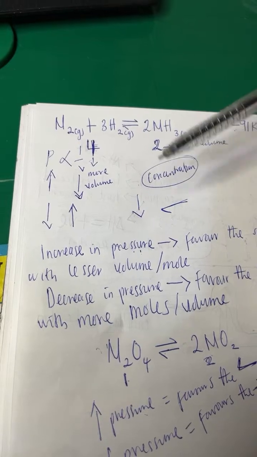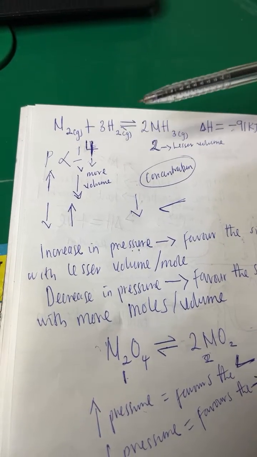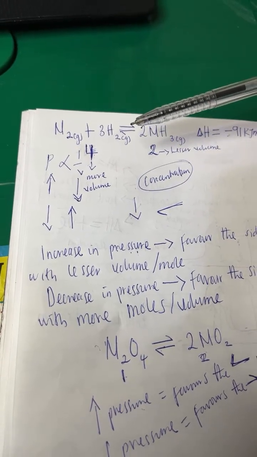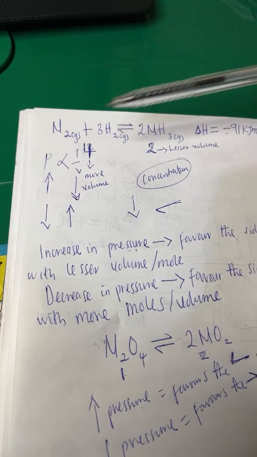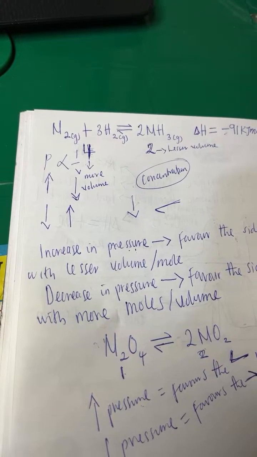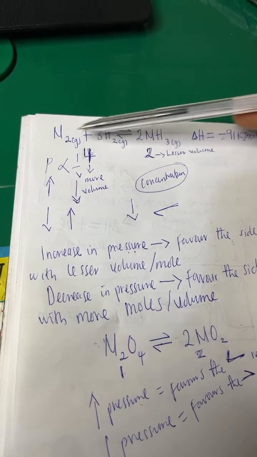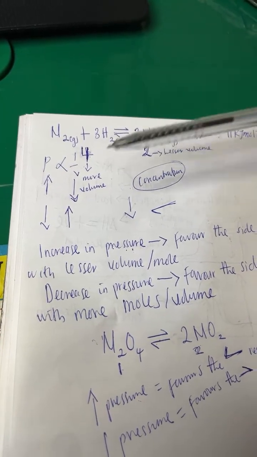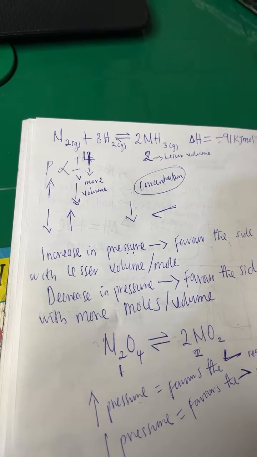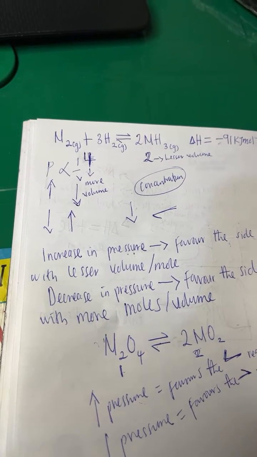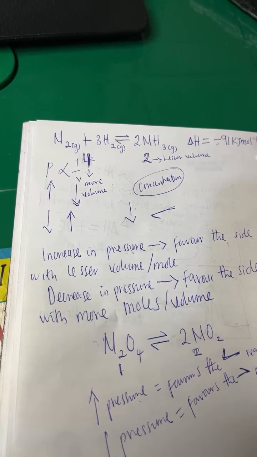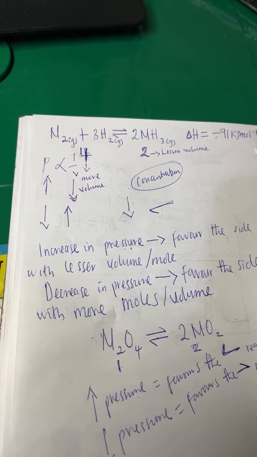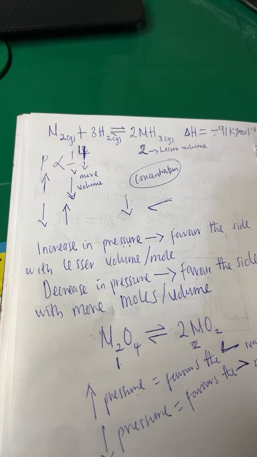Most times for concentration, we use the number of moles to know, just like using our normal volume. So if you increase the concentration, it will automatically favor the side with lesser moles. You understand me? Hope you guys are following me.